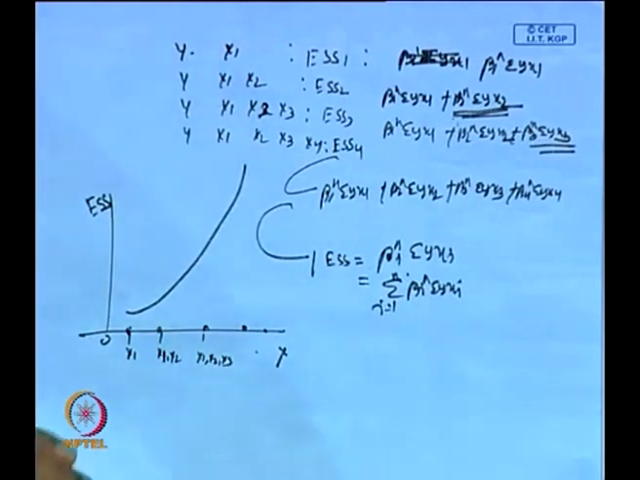At the same time, your TSS will remain the same. So, that means whether it is y on x1, or y on x1 and x2, or y on x1, x2, x3, in every case your TSS will be the same. So, the problem is only for ESS.